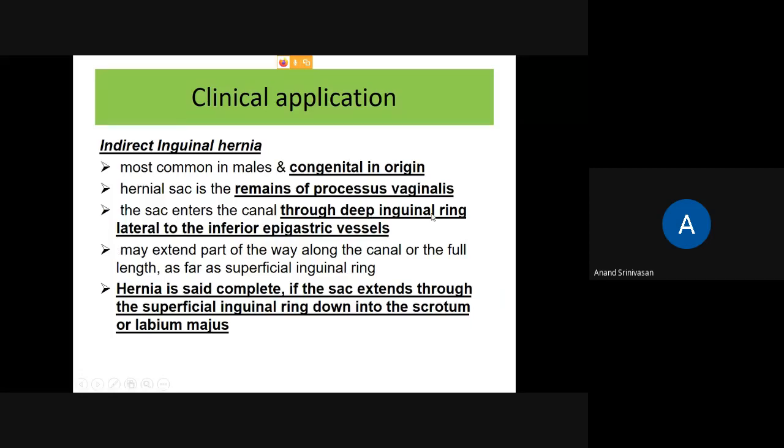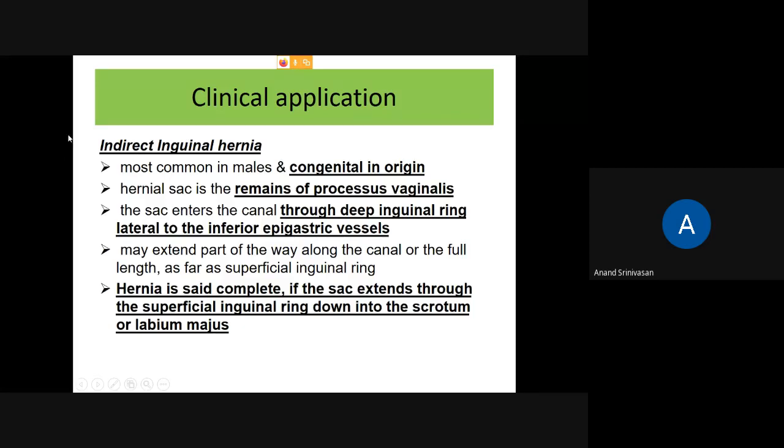So if the hernial sac is lying lateral to the inferior epigastric vessels, it means it's an indirect hernia. If it lies medially, it is a direct inguinal hernia. Sometimes they will use the term complete. They will say complete congenital indirect inguinal hernia.